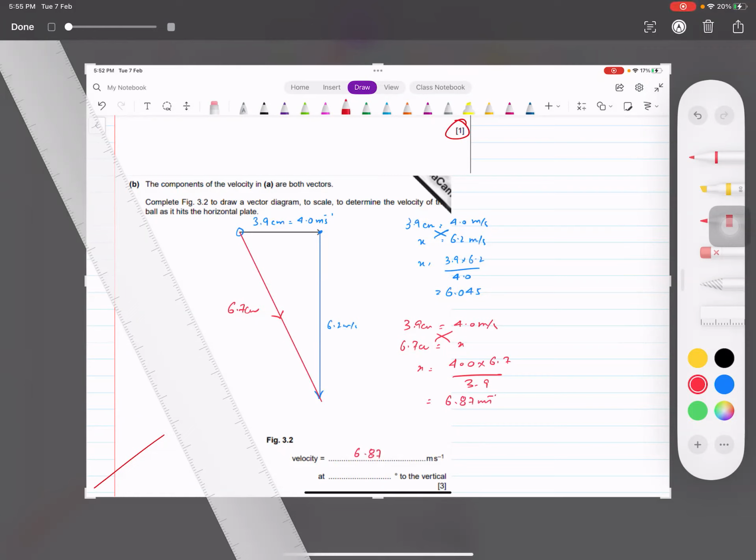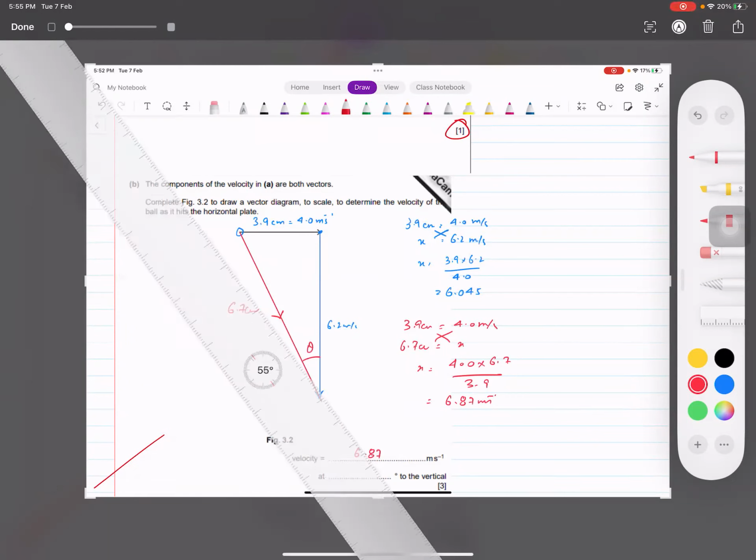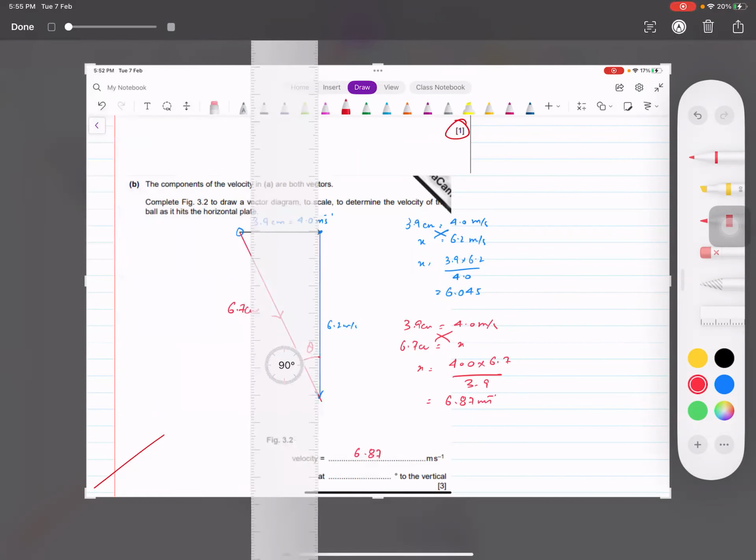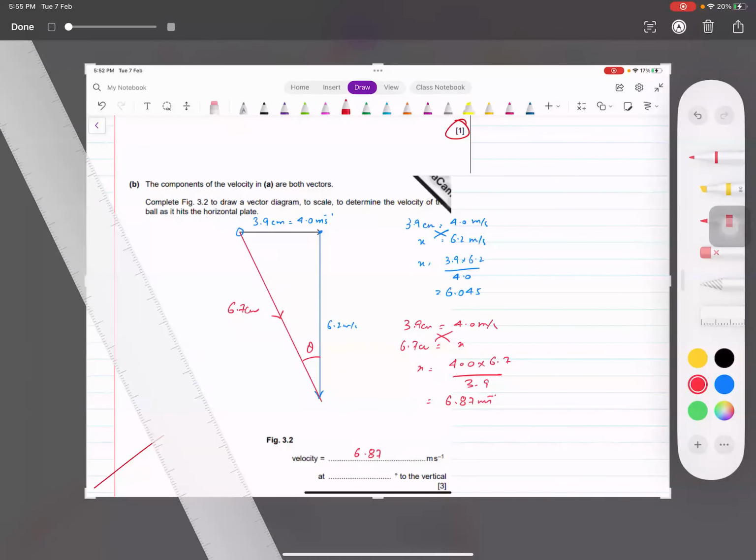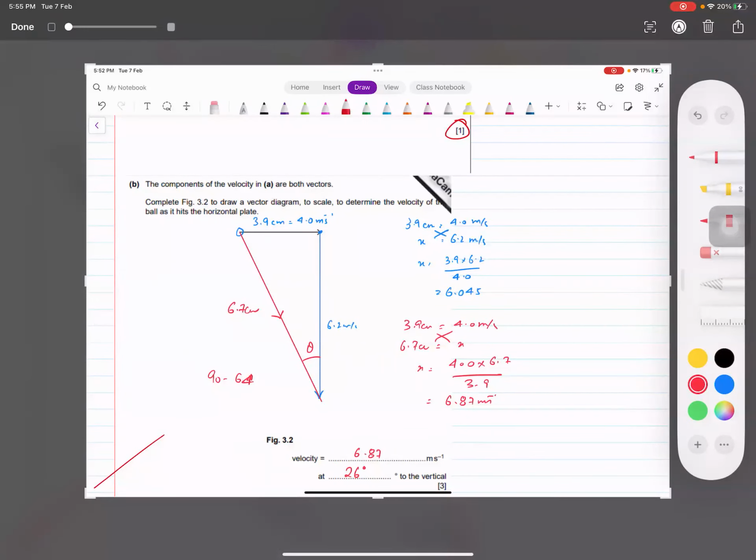And what is it to the vertical? So we want to find this angle. To do that, you put your protractor here and then turn it. My protractor shows that it is around 65, 64. 90 minus 64 is what? 26. So it's 26 degrees. Is that clear, everyone? Yeah.